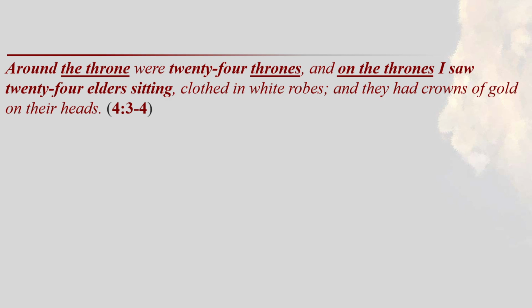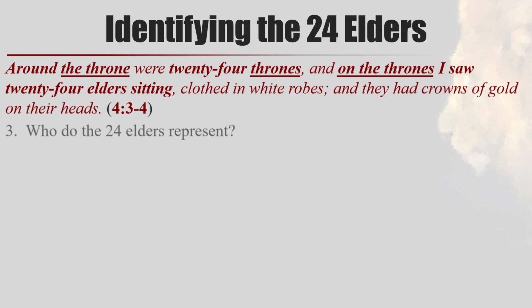All right, around the throne were 24 thrones. And on the thrones I saw 24 elders sitting, clothed in white robes, and they had crowns of gold on their head. So who do you think these 24 elders are? Who do they represent?